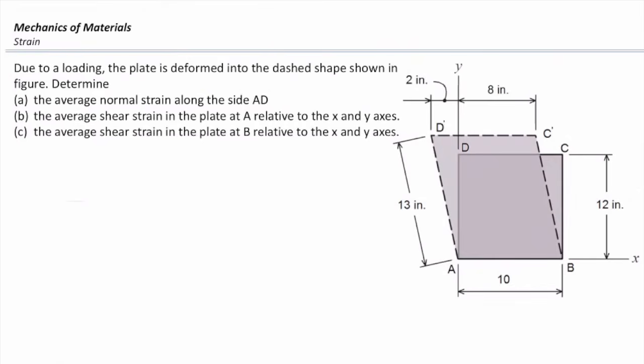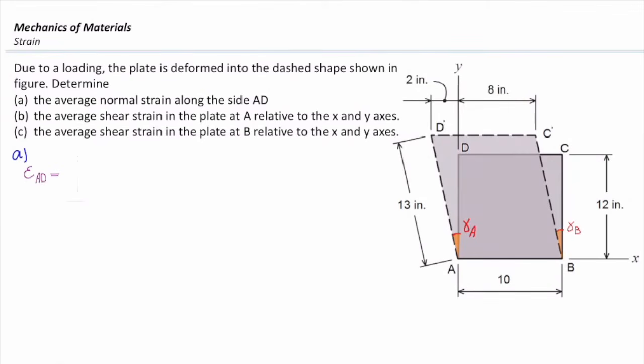Due to the loading, the plate is deformed into a dashed shape shown in the figure. Determine A, the average normal strain along the side AD, B, the average shear strain in the plate at A relative to the x and y axis, C, the average shear strain in the plate at B relative to the x and y axis. Let's focus on part A.